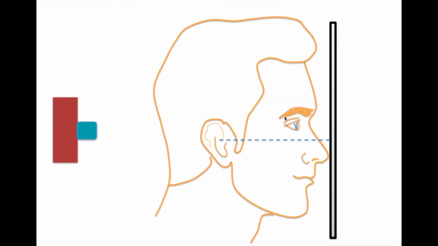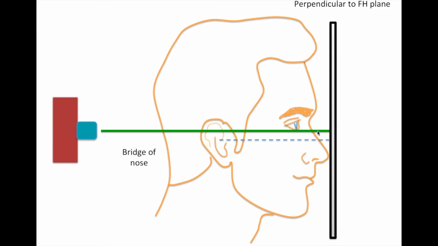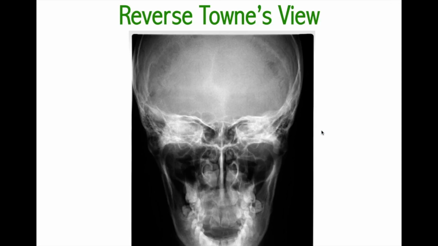So, patient is positioned such that only the nose touches the image receptor. The image receptor is positioned perpendicular to the Frankfurt horizontal plane. This is the Frankfurt horizontal plane. Perpendicular is the image receptor, and the beam is directed perpendicular to the film directed along the bridge of the nose. So that was all about PA.